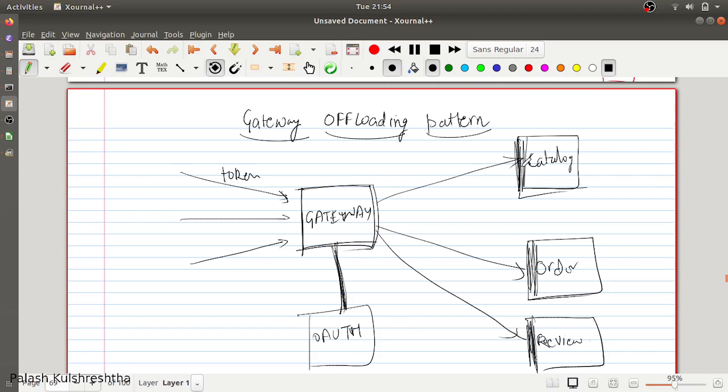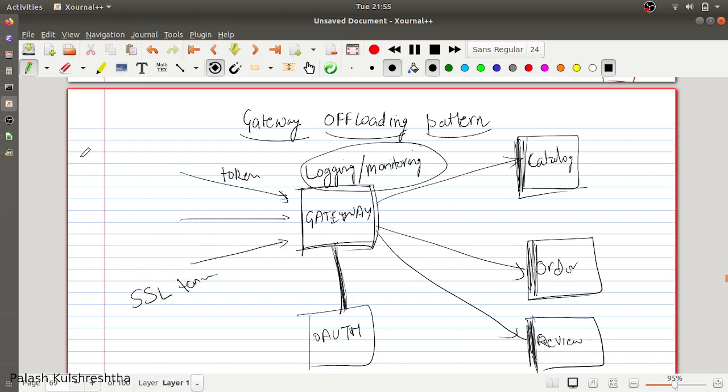Similarly, you can offload other functionalities as well, like you can offload logging, you can offload monitoring. Though these functionalities are duplicated in the backend services, gateway can provide first level offloading for logging and monitoring as well. It can provide offloading for SSL termination.